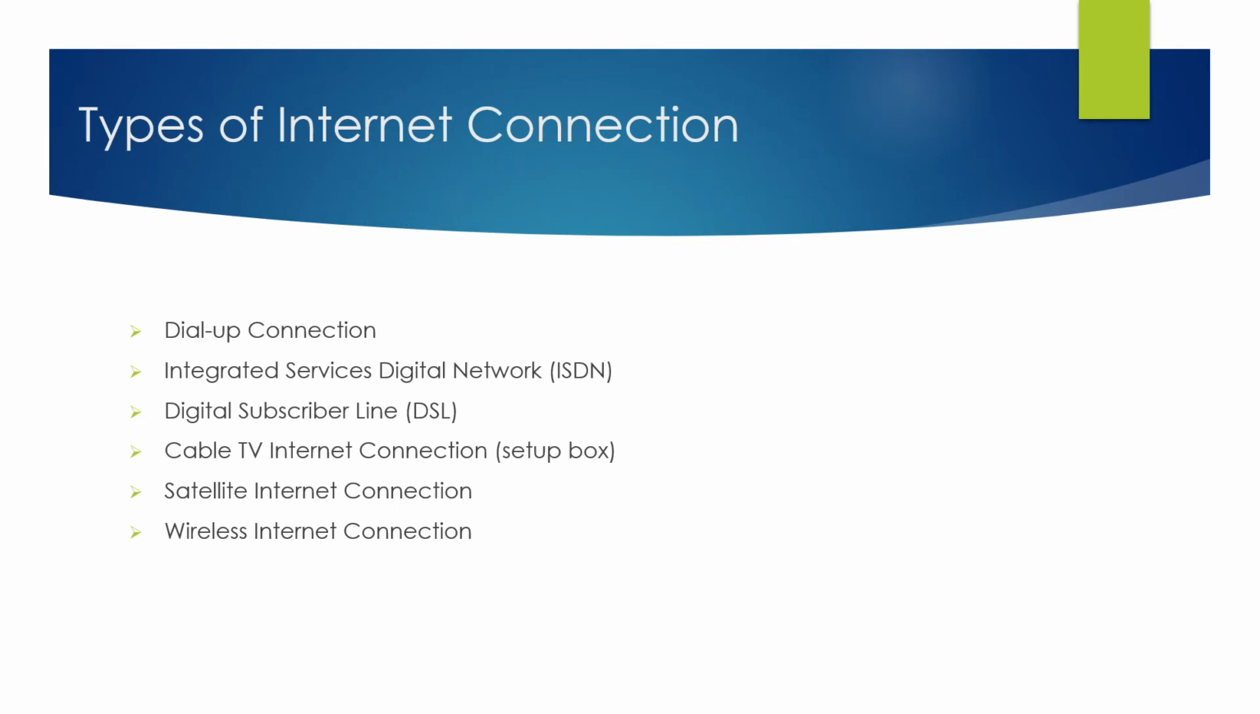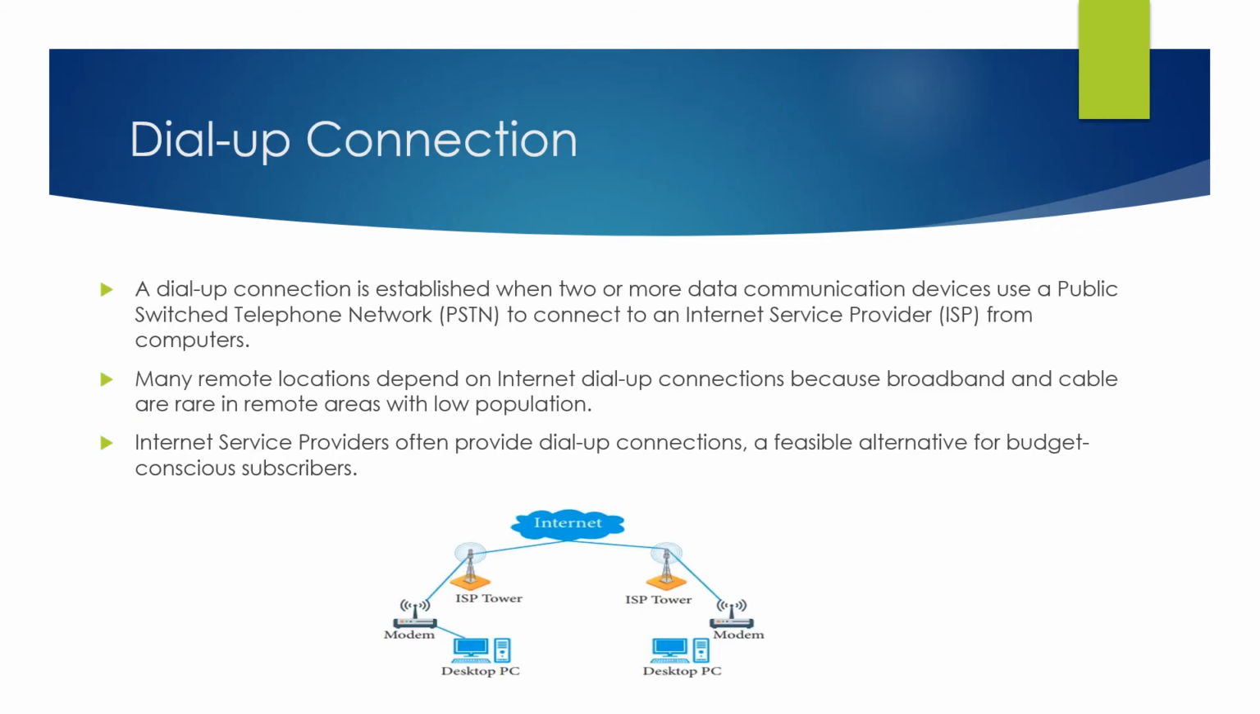Next, the types of internet connections. We need any one of the internet connections to access the internet. The different types of internet connections are dial-up connection, integrated services digital network, digital subscriber line, cable TV internet connection, that is set-top box, satellite internet connection and wireless internet connection.